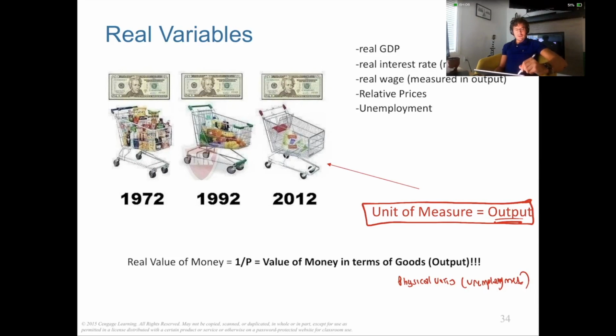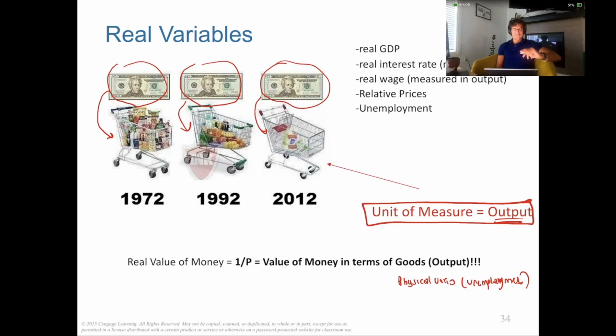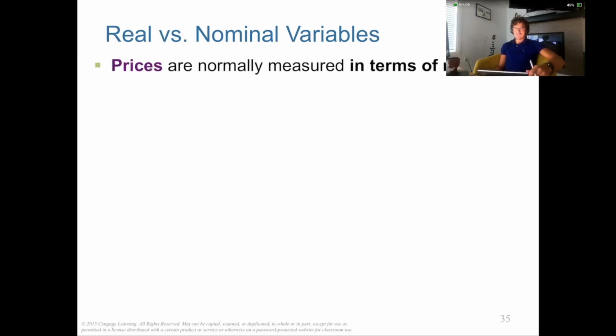Okay, for instance, what was the real value of money in 1972? The amount of goods you could buy with it. What is the value of money in 1992? The amount of goods you can buy with it, and so on and so forth. Okay? Just to give an idea, what is real GDP? It is the nominal GDP corrected for the price level, just to give you an idea of how many goods have been produced in a particular period of time. Okay, real versus nominal variables.